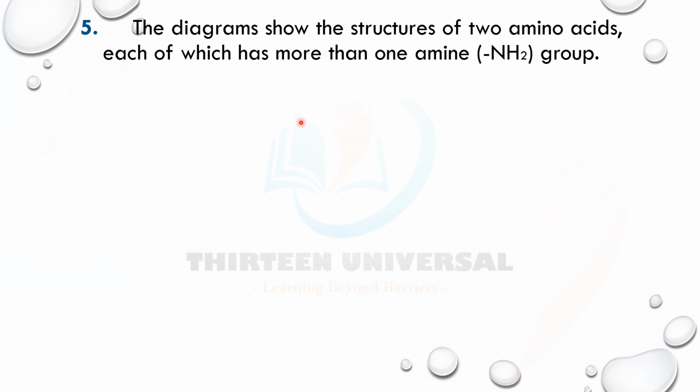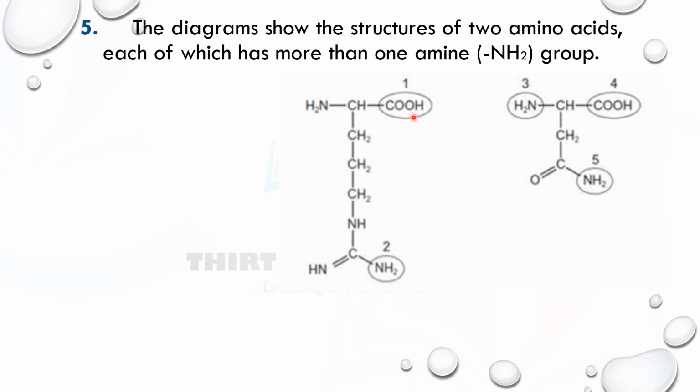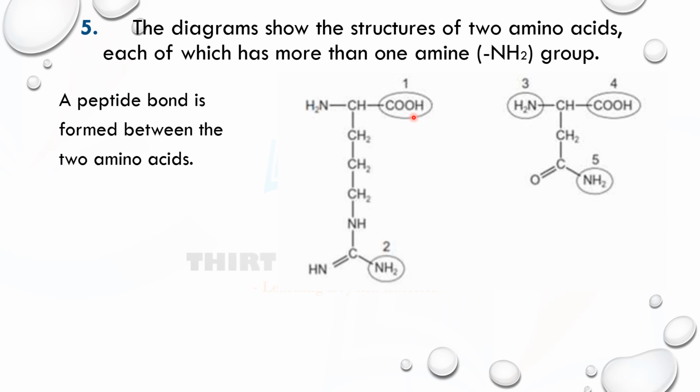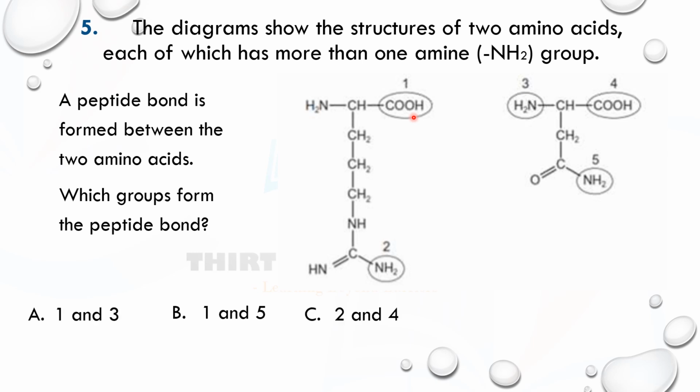All right, so the diagram shows the structure of two amino acids, each of which has more than one amine group. Now this is what I was trying to say in series 3, towards the end. So a peptide bond is formed between two amino acids. Let's see which groups form the peptide bond.